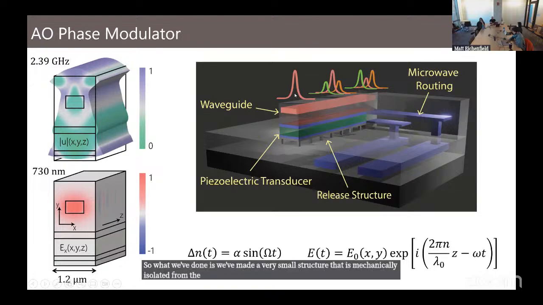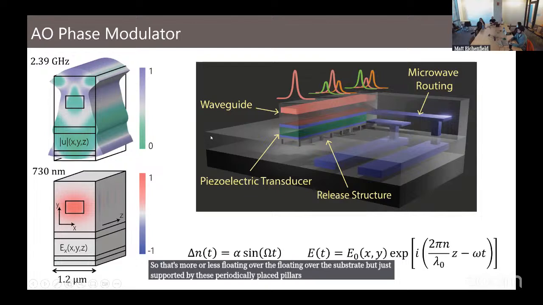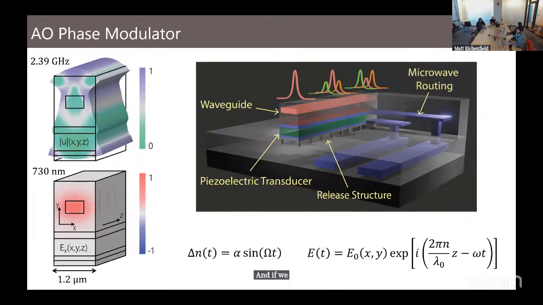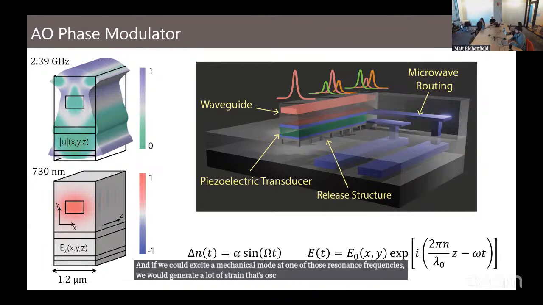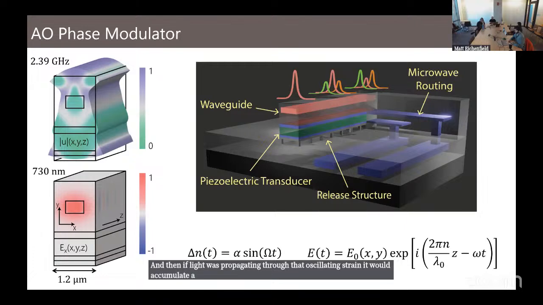rest of the chip. Like you can see in this schematic here that there's just air surrounding this little rectangle, and it's even undercut beneath it so that it's more or less floating over the substrate, but just supported by these periodically placed pillars. And that causes its mechanical resonance frequencies to be very high in the gigahertz range. And if we could excite a mechanical mode at one of those resonance frequencies, we would generate a lot of strain that's oscillating at a gigahertz frequency. And that strain would subsequently modify the refractive index of all of the materials that are undergoing the strain. And then if light was propagating through that oscillating strain, it would accumulate a sinusoidally varying phase, just like the electro-optic modulator.